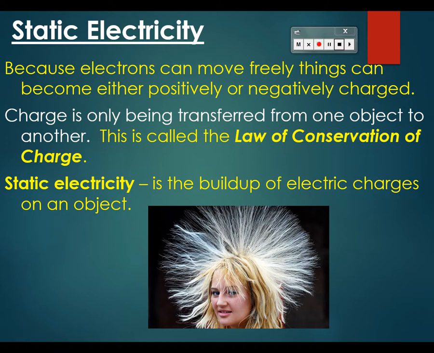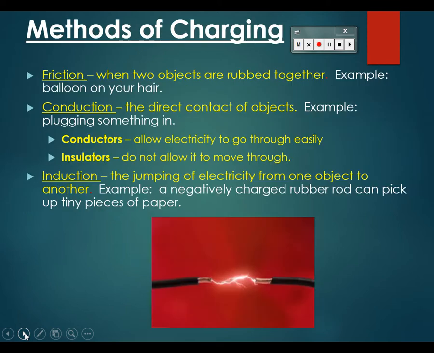This is called the law of conservation of charge. Once something has a positive or negative charge to it, the charge can't disappear. It has to go somewhere. In the case of static electricity, the charge jumps from you to somebody else, or from the light switch to your hand, or whatever it may be.